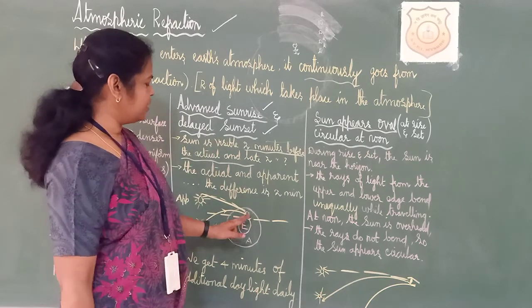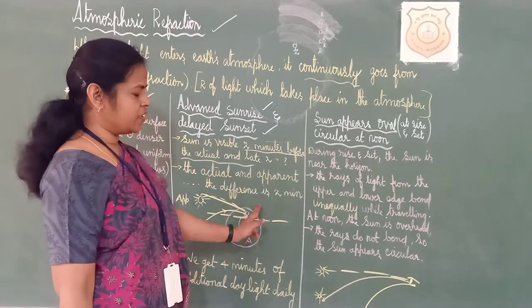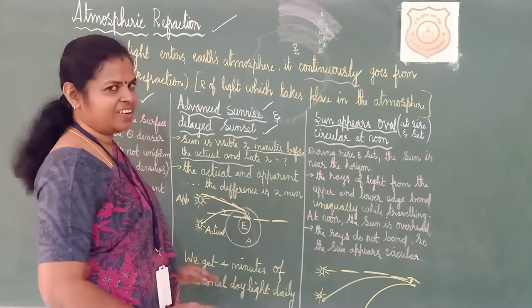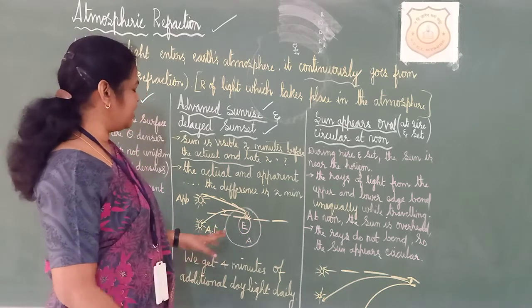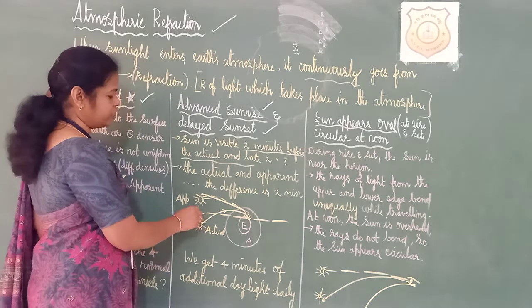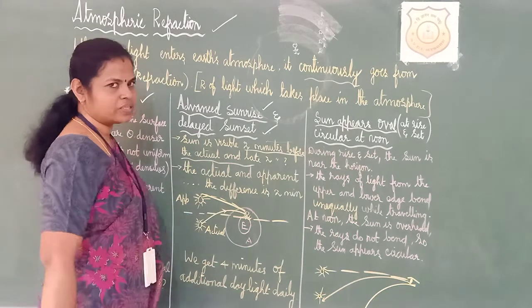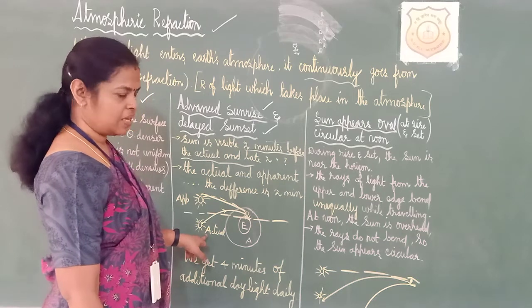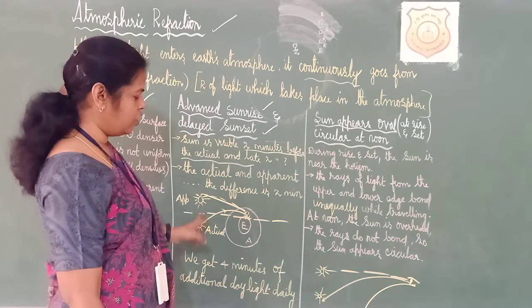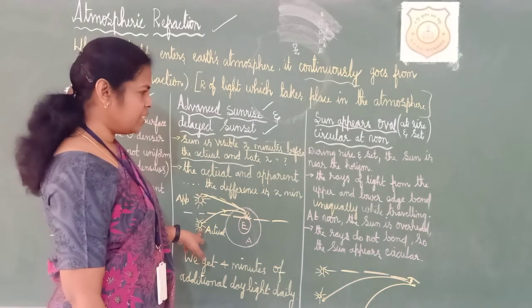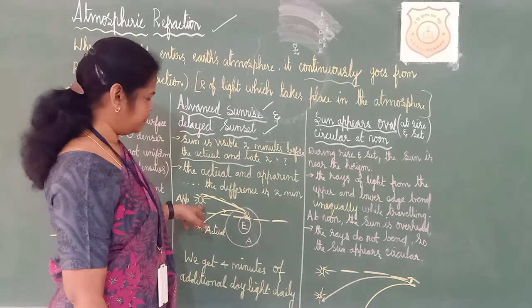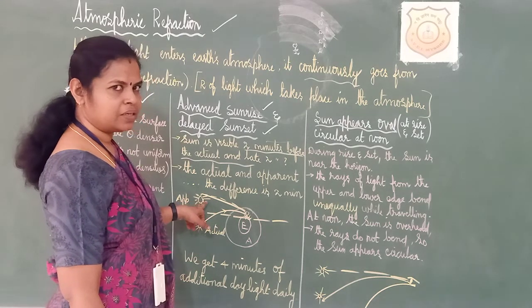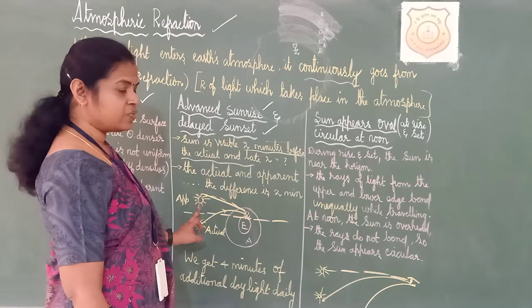See here, this is Earth and this is atmosphere. We are standing on the Earth and we are seeing this horizon. The line which is in the center is called the horizon. So the actual sunrise, see here it is. The sun, when it is moving, actually it is here. But we will be able to see the apparent position coming here. So a 2 minutes difference will be seen.